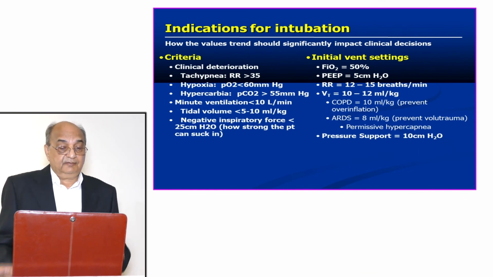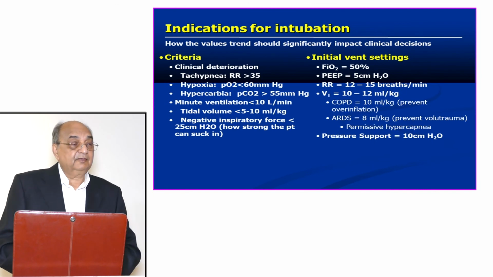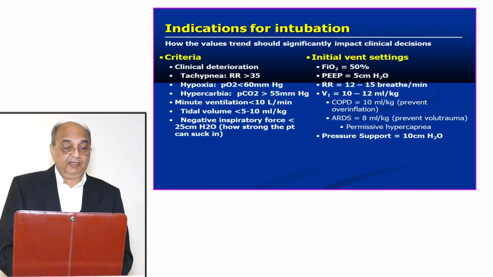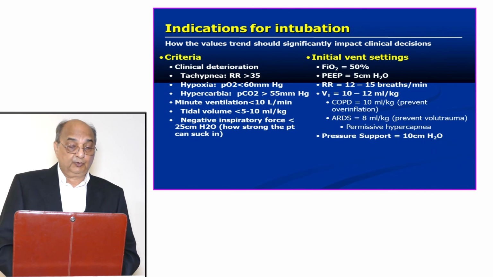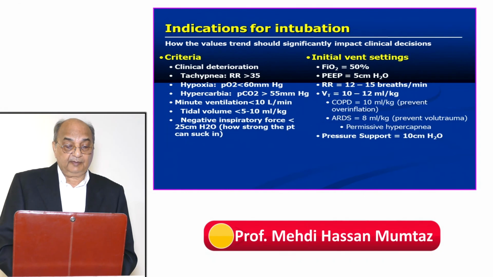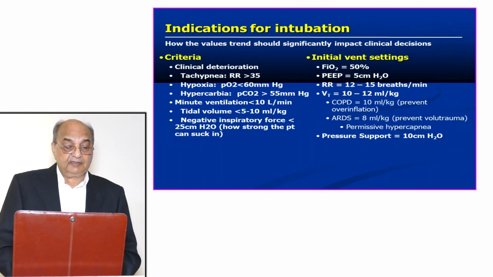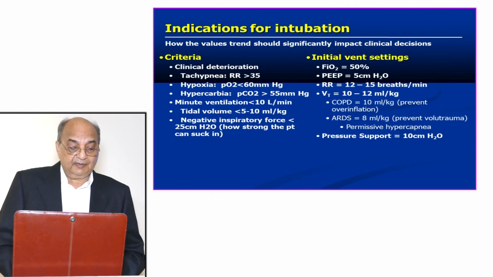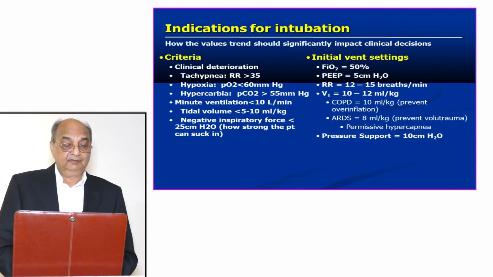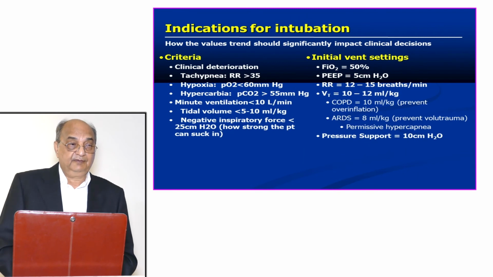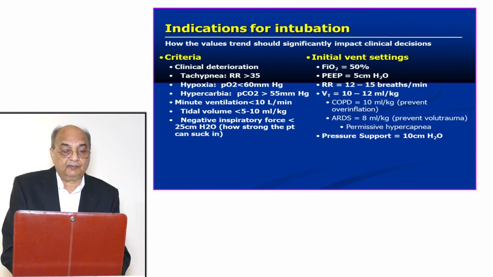It is a big list of criteria. Tachypnea, respiratory rate greater than 35, hypoxia, PO2 less than 60, hypercarbia, PCO2 greater than 55, minute ventilation less than 10 liter, tidal volume less than 5 to 10 mL per kilogram, negative inspiratory force, 25 centimeter water.